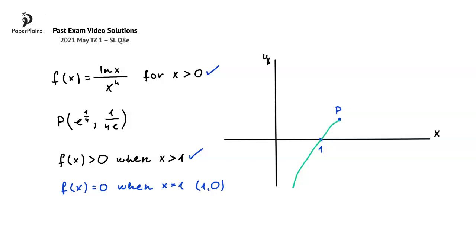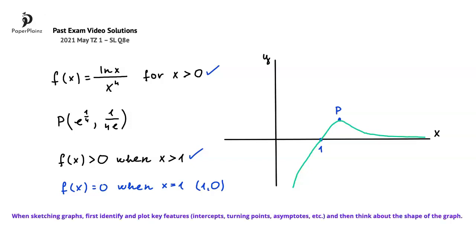it starts decreasing. Since f(x) is equal to ln x over x to the power of 4, and x to the power of 4, so the denominator, increases much faster for positive numbers than ln x, so the numerator, to the right of point P the graph decreases, with the x-axis as an asymptote, so the final section of our sketch looks like this. Let's see some exam taking tips about sketching graphs.